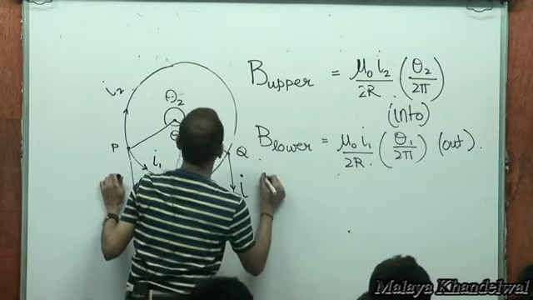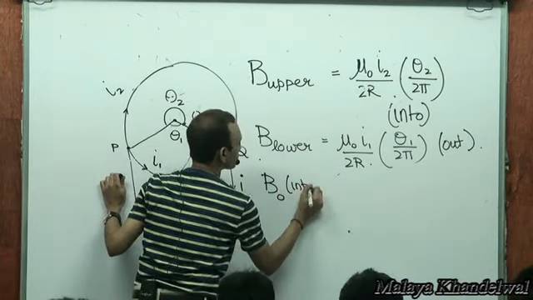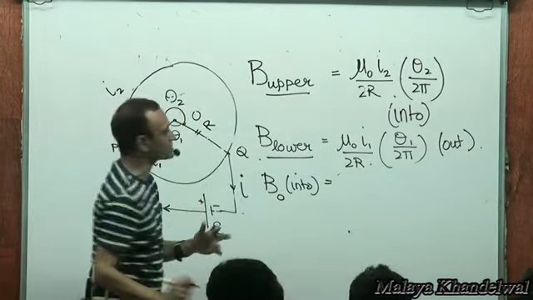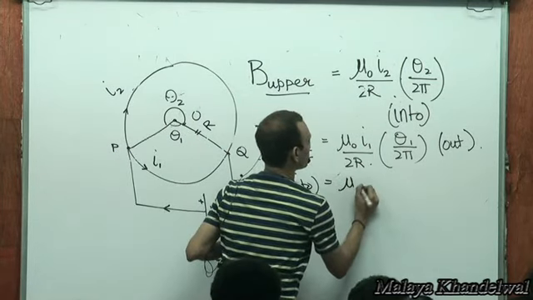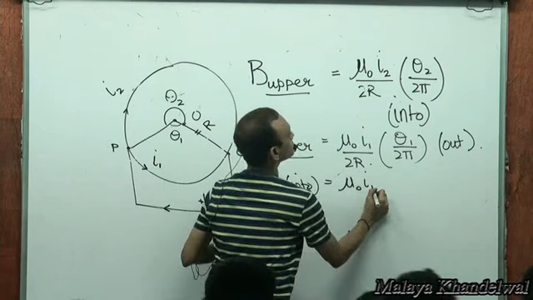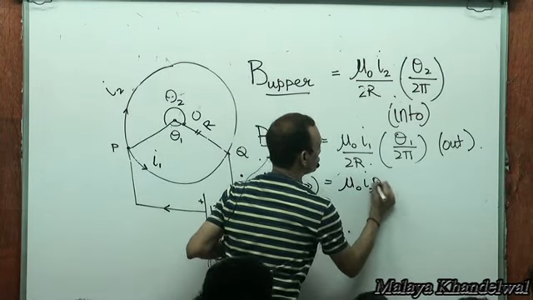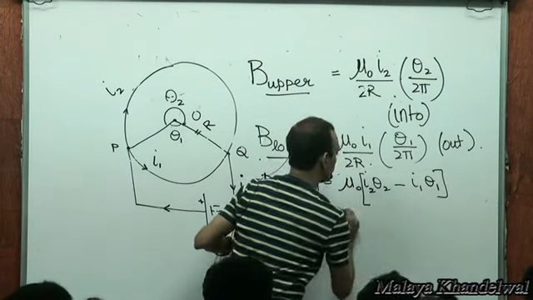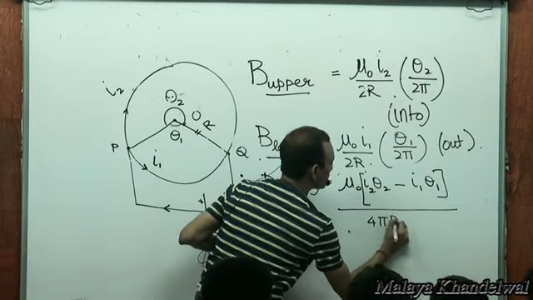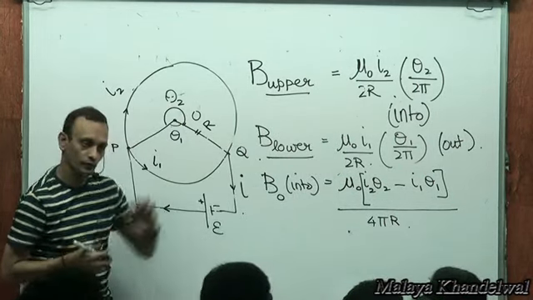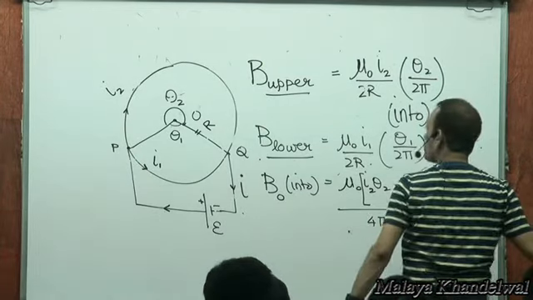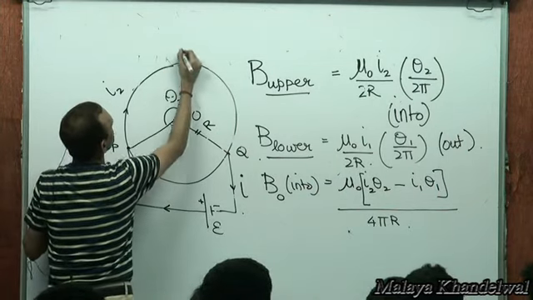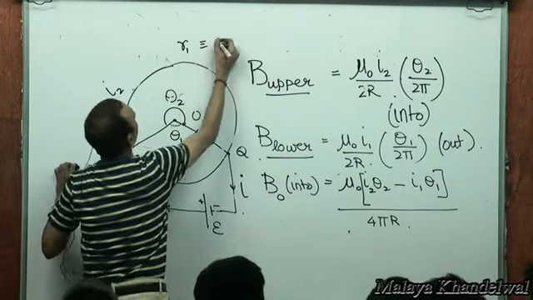So the net field at O, which is into, is B because of the upper minus B because of the lower. They are in opposite directions, right? So that's going to be mu naught times I2 theta 2 minus I1 theta 1, divided by 4 pi r. Yes or no? Now, so far so good, right? Hey, if the upper loop had resistance R1, R1 is the resistance of the upper loop.